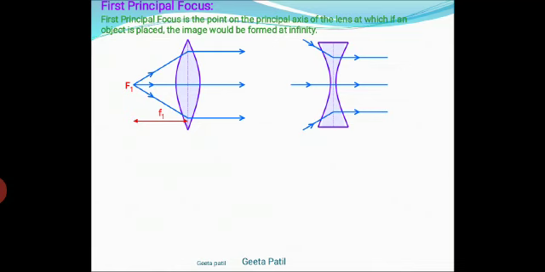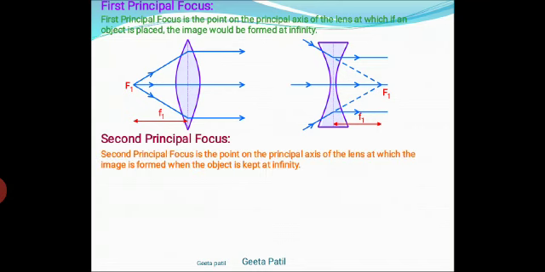In case of concave lens, the object is placed at infinity and the rays appear to be converged at F1. This is the first principal focus. Second principal focus is the point on the principal axis of the lens at which the image is formed when the object is kept at infinity.